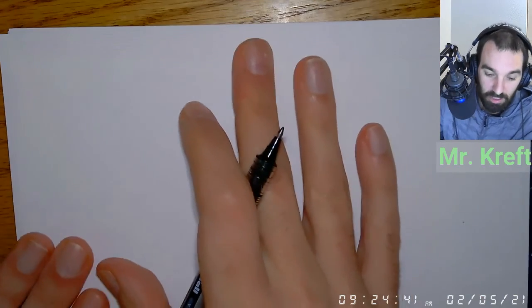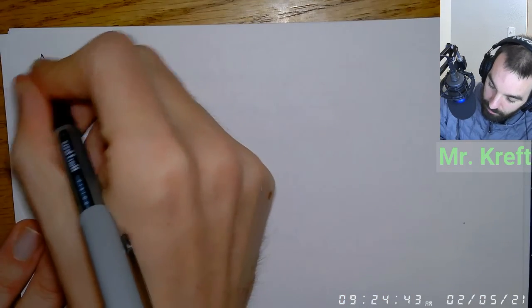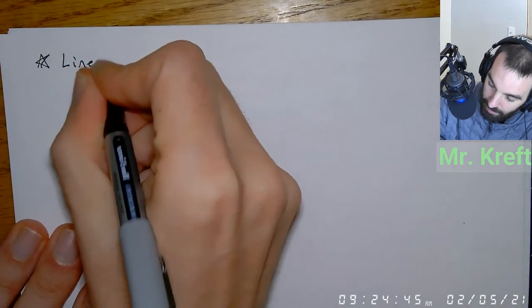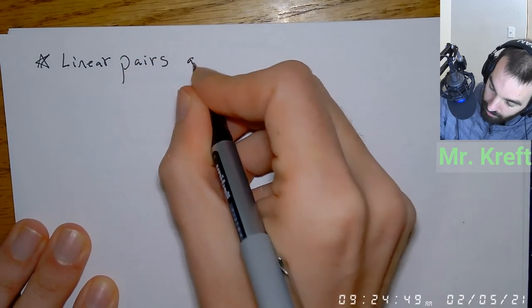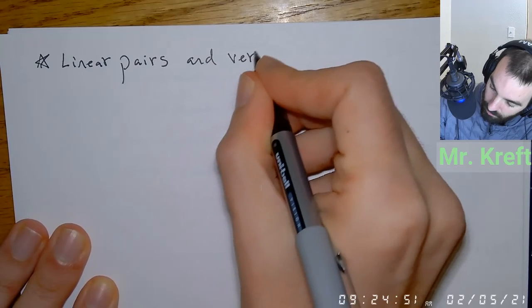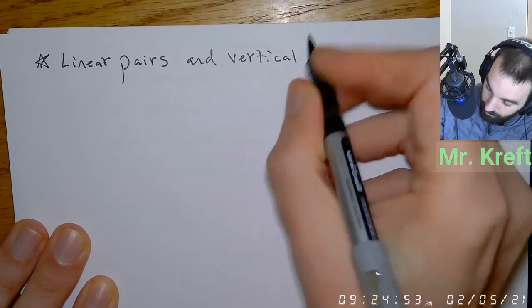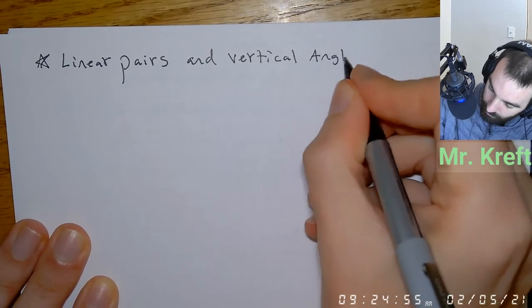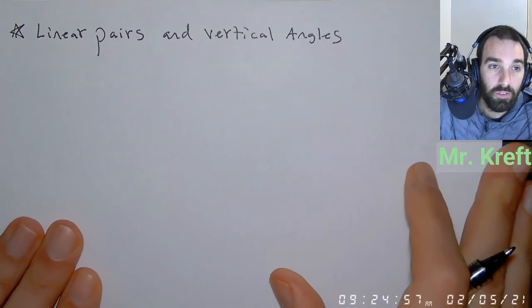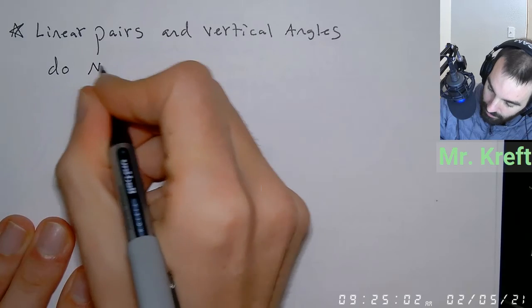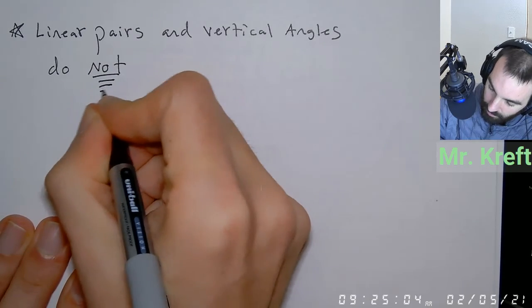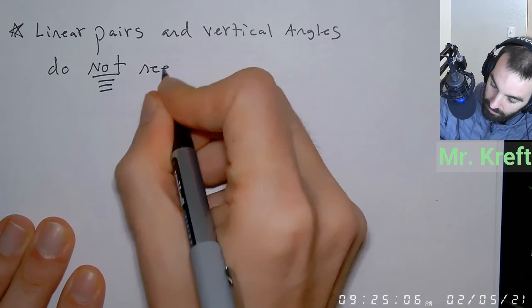All right, so here we go. Just one last note. Linear pairs and vertical angles do not need parallel lines.